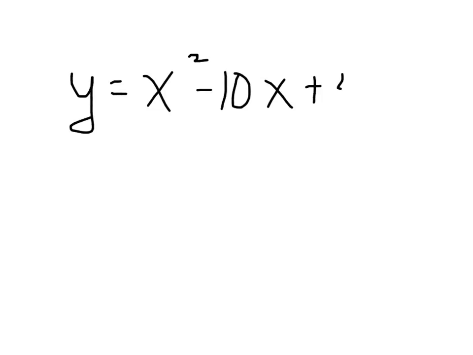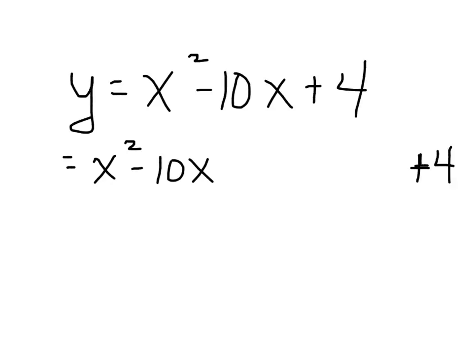Number 15 says y equals x squared minus 10x plus 4. And it wants you to write this in vertex form. So when you're doing this in vertex form, again, bring the x's kind of off to one side and push that 4 over, saying I don't want you. So what number is in the B position? What's negative 10 divided by 2?